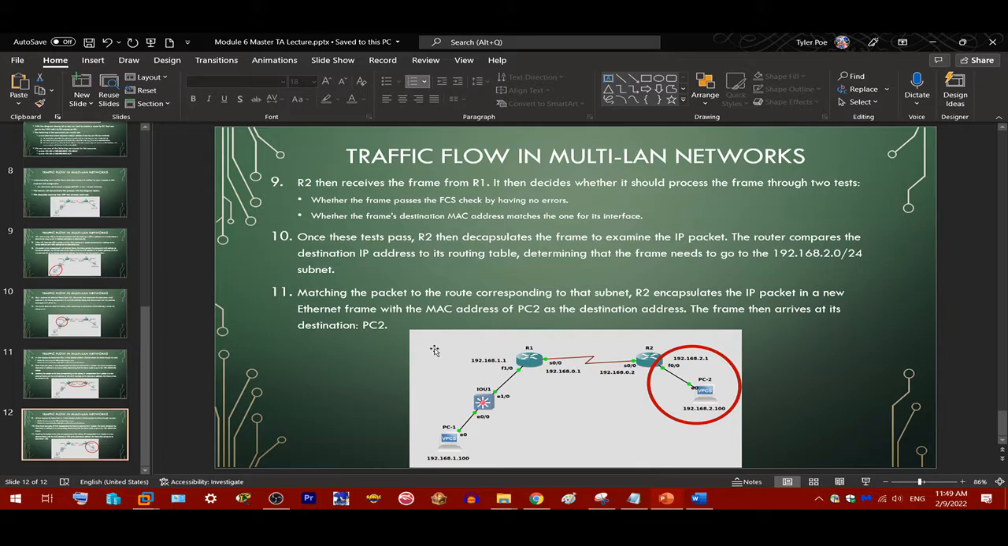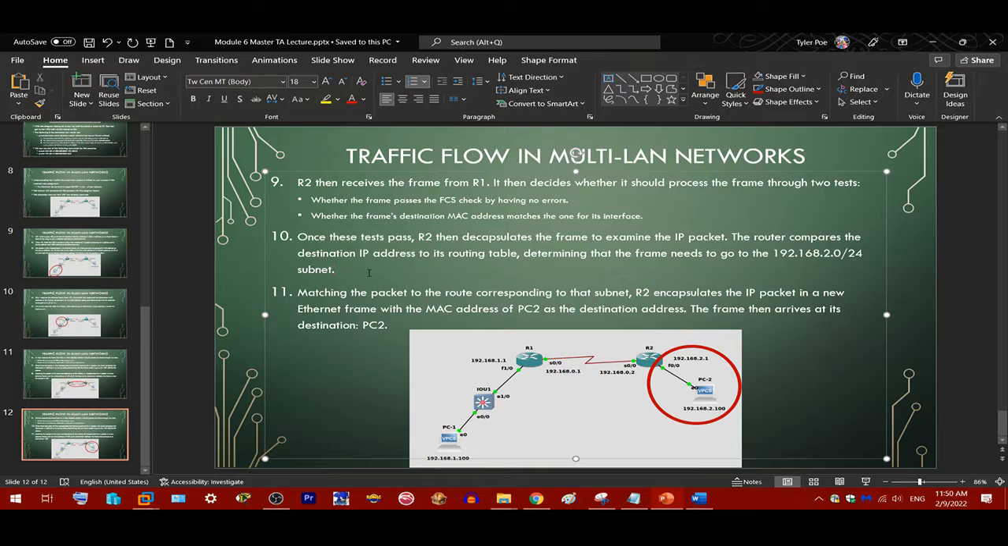So anyway, our final major part here is that R2 receives the frame from R1. It then decides whether it should process the frame using two tests. It's the same tests as before, the FCS check, and then checking the frame's destination MAC address. When these tests pass, R2 decapsulates the frame to examine the IP packet.